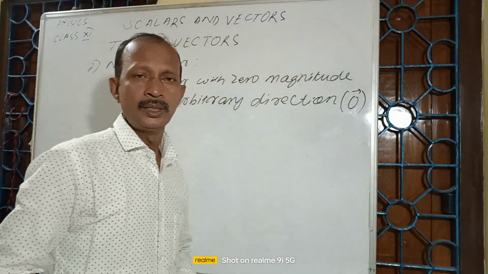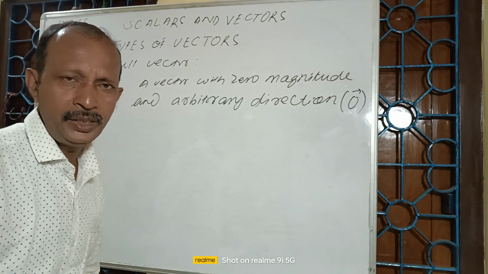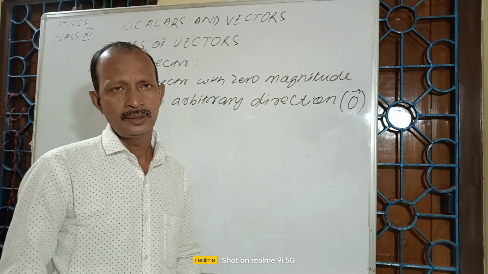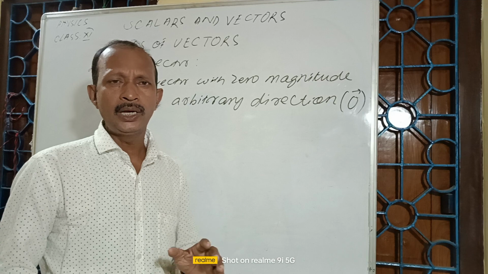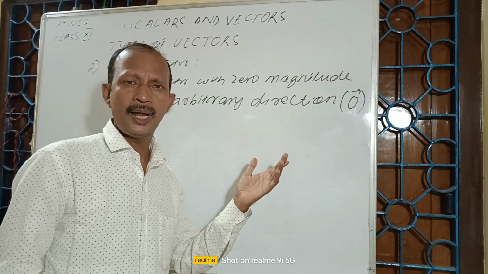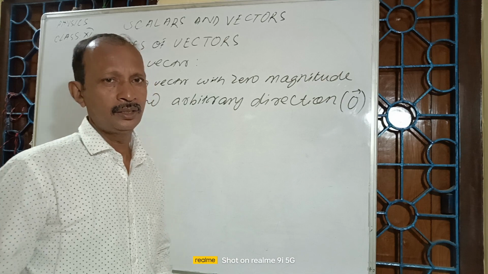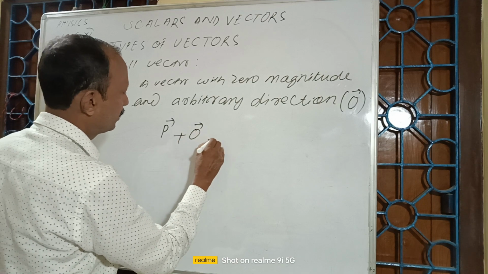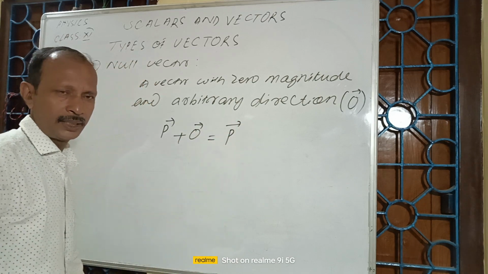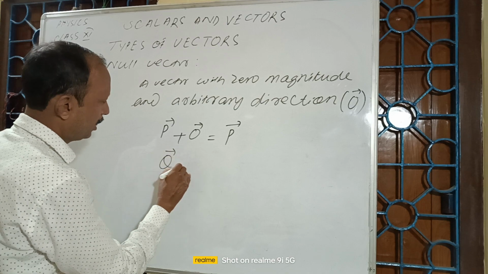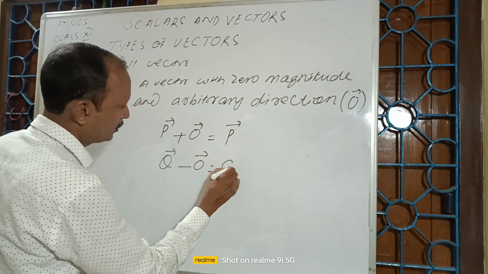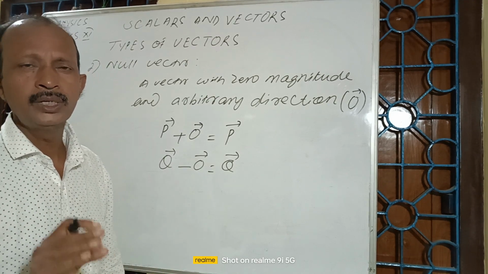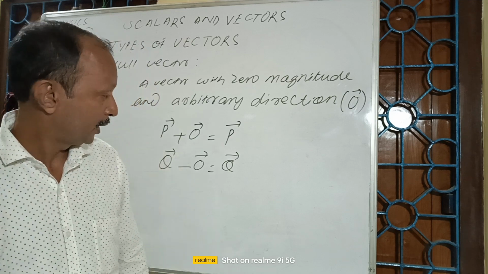Suppose we add a zero vector or null vector with a vector. The previous vector value will not change, either if we add or subtract. For example, suppose P is a vector. I added the zero vector. That means the answer is only vector P. Or Q is a vector. I subtracted the zero vector. This is also vector Q. There will be no difference in the previous value if you add or subtract a null vector.